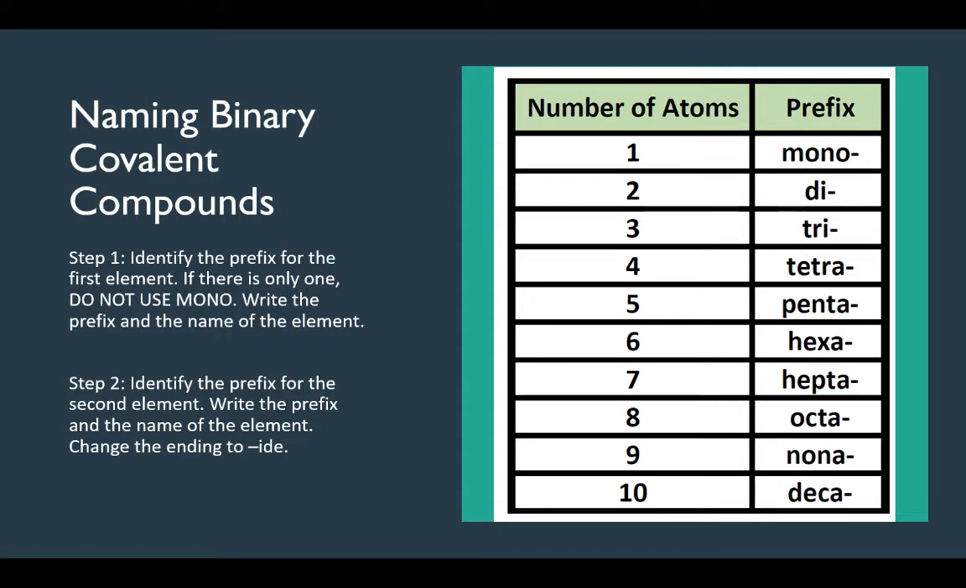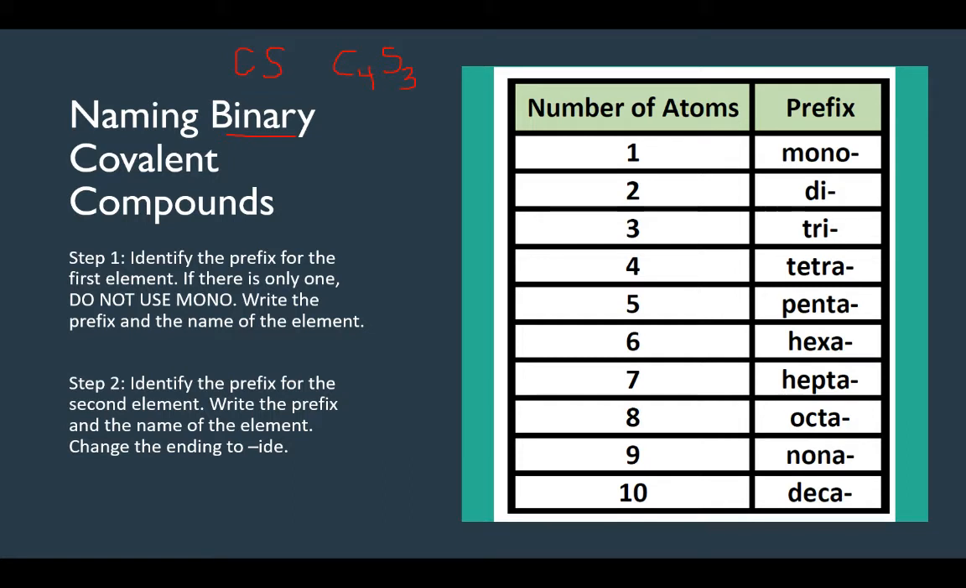So again, we're naming binary covalent compounds. This means a compound consisting of two elements, so only two elements. So it could have carbon and sulfur bonding, and we could have 4 carbons and 3 sulfurs. We could have any amount of these, but just two different elements.